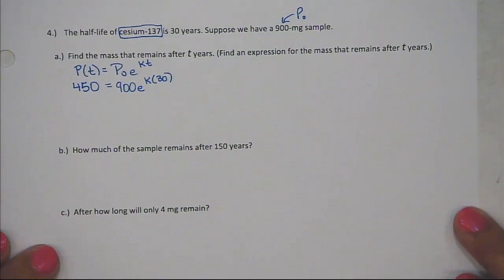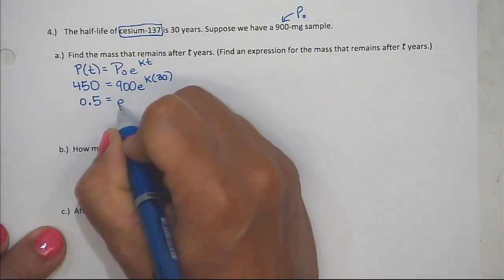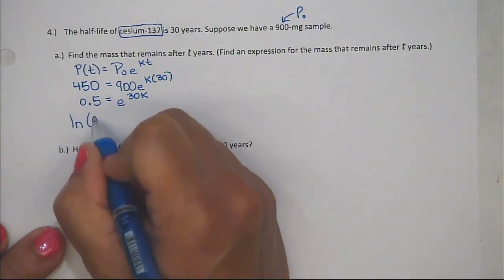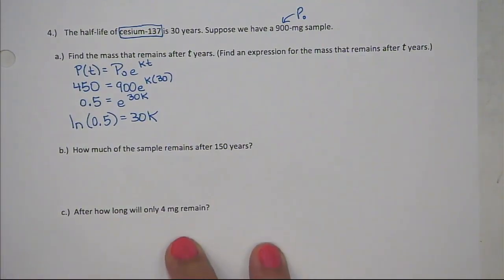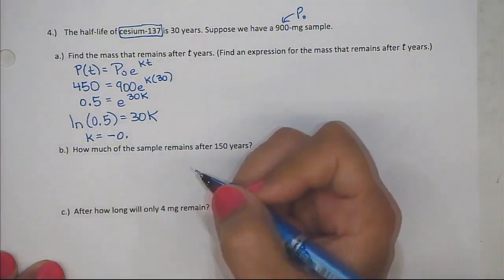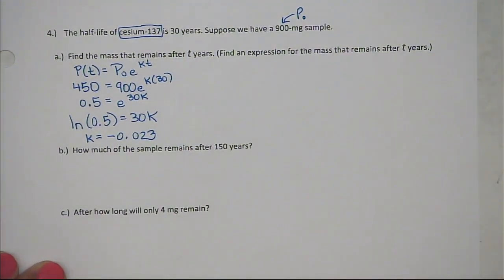So now we're going to solve this just like we did. Same steps. So divide by 900. So 450 divided by 900 is 0.5. e to the 30k. Write that as a logarithm. So the natural log of 0.5, or 1/2, equals 30k. So do the natural log of 0.5 divided by 30. And you should get a negative value since it's going down. Negative, call it 0.23. I know it goes on farther than that, but again, on paper you can round. Just don't round when you're doing your work.